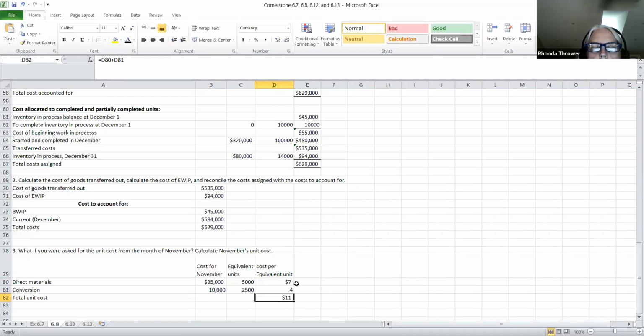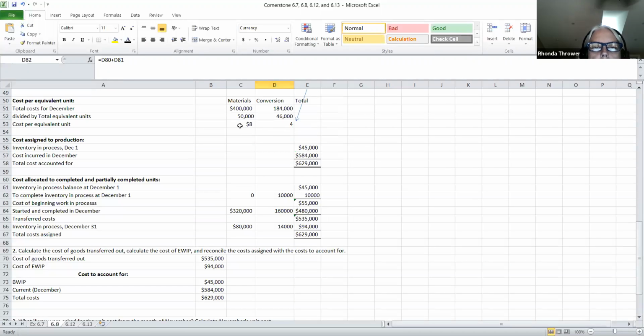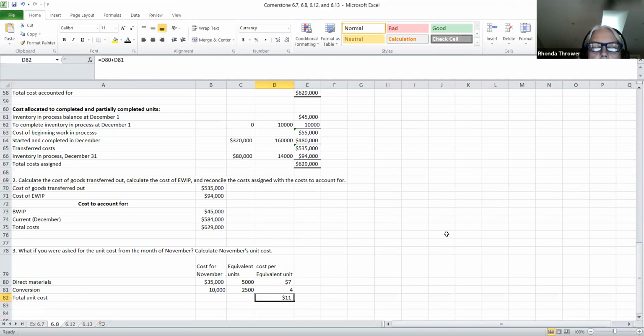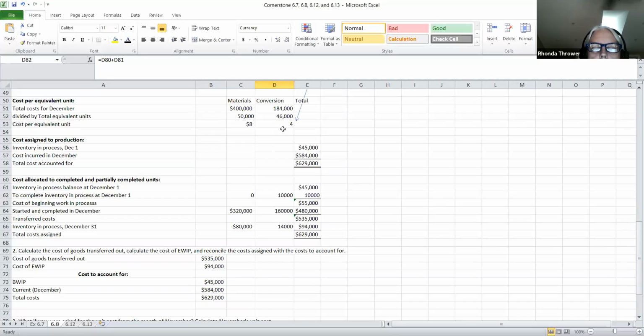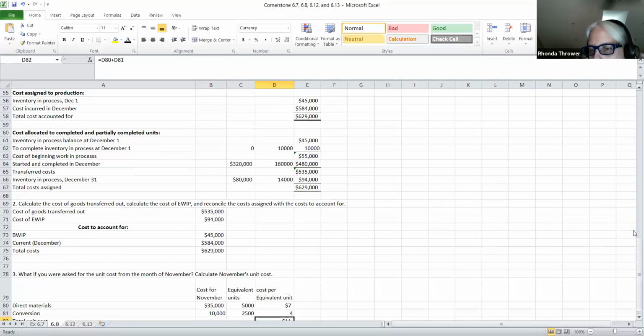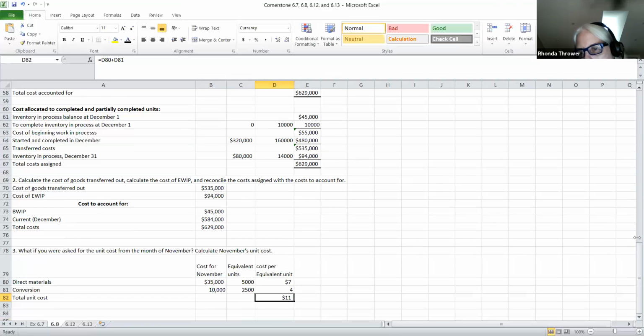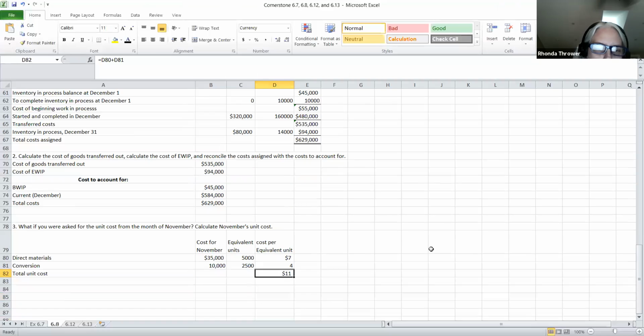And management would compare these costs with what happened this month. You can see that our materials cost increased $1, but our conversion cost stayed basically the same. So what I'd want to do is check on our suppliers, see if we can get a better deal, and try to figure out why the cost went up. Might be able to get a better deal, may not, but this is something management would be concerned about.